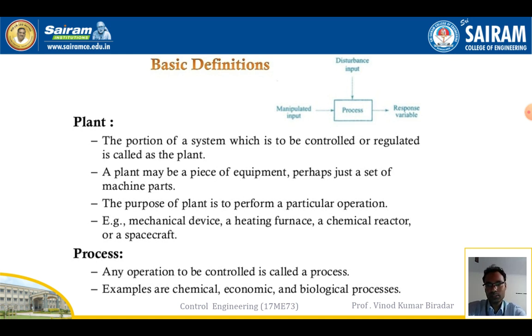The second definition is process. A process is an operation to be controlled. A process is any operation to be controlled, which can be controlled by an operator, for example a chemical, economical or biological process.